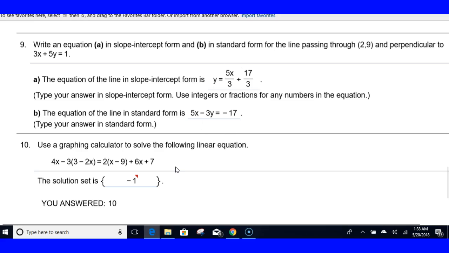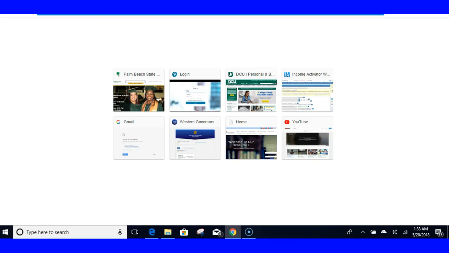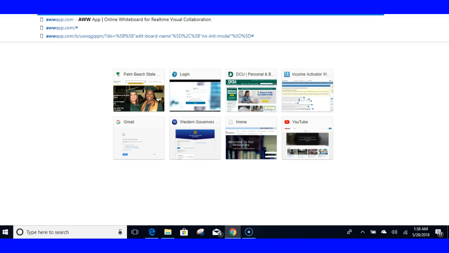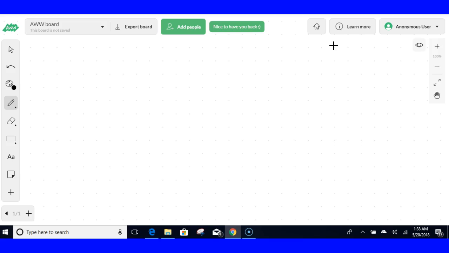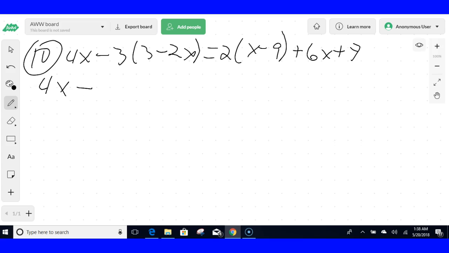So the last one is number 10. Let's go to number 10. It's a simple equation they solve here. Let's solve number 10 quickly, guys. So number 10, it's 4x minus 3 times (3 minus 2x) equal to 2 times (x minus 9) plus 6x plus 7. First, get rid of the parentheses by using distribution.